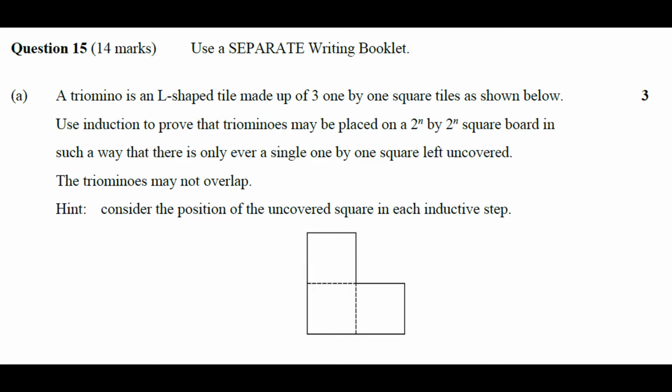We're then asked to use induction to prove that triominoes may be placed on a 2 to the n by 2 to the n square board in such a way that there is only ever a single 1x1 square left uncovered. And the triominoes may not overlap when you're trying to attempt that. And then we're given this hint to consider the position of the uncovered square in each inductive step.